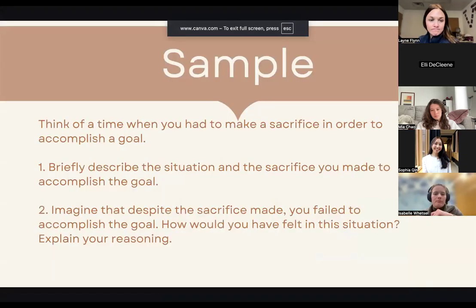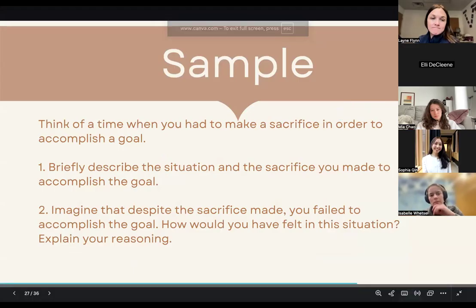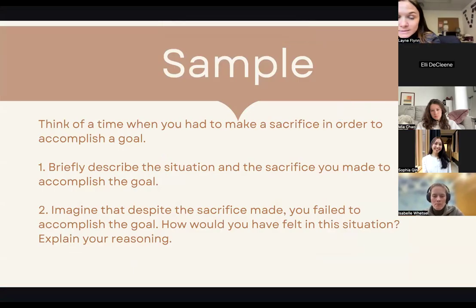Okay. Sure. This is just another sample. So sometimes they don't give you a scenario, they actually ask you to describe a situation. So another reason to take a practice exam is to start thinking about how you may respond to ethical or conflict situations. So in this case, they're asking you to think of a time when you made a sacrifice in order to accomplish a goal and briefly describe the situation and sacrifice you made.